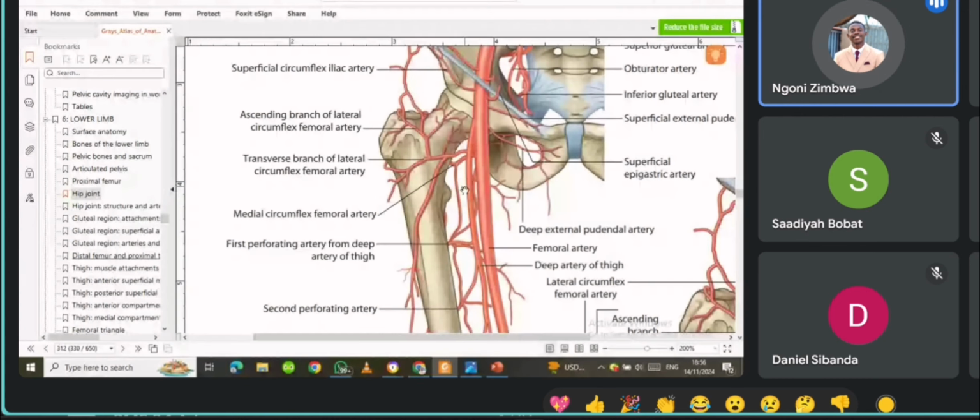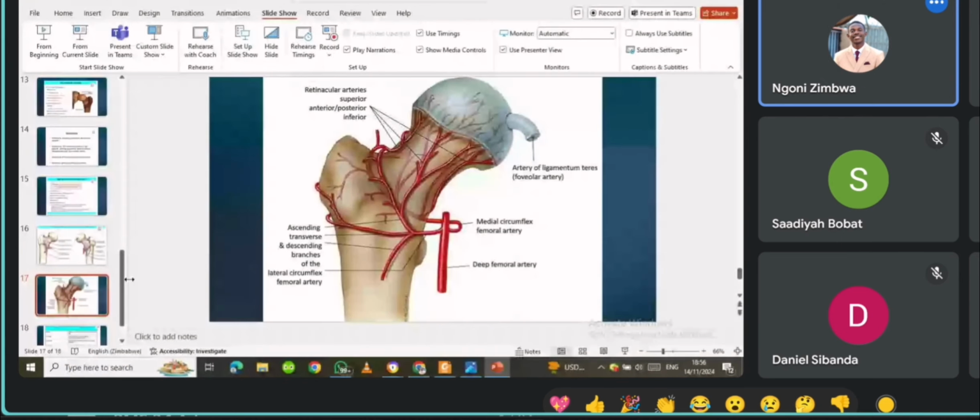Where is the cruciate anastomosis found? At the middle aspect of the lesser trochanter. And this anastomosis is very important because it facilitates blood communication between the internal iliac artery and the femoral artery. We have branches from the femoral artery and some branches coming from the internal iliac artery, for example the superior and the inferior gluteal. So it facilitates communication of those arteries. Whew.